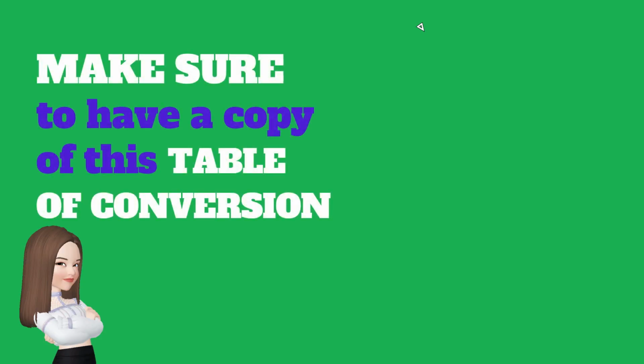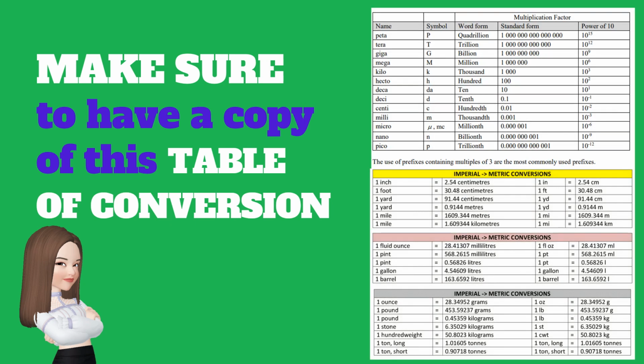So before proceeding to our examples, make sure to have a copy of this table of conversion. To have a consistent standard of measurements, we are going to use only one table of conversion, so I will give you a PDF file for this. This is for us to have consistent conversion factors. So basically, what is a conversion factor? It is actually a ratio that expresses how many of one unit are equal to another unit.